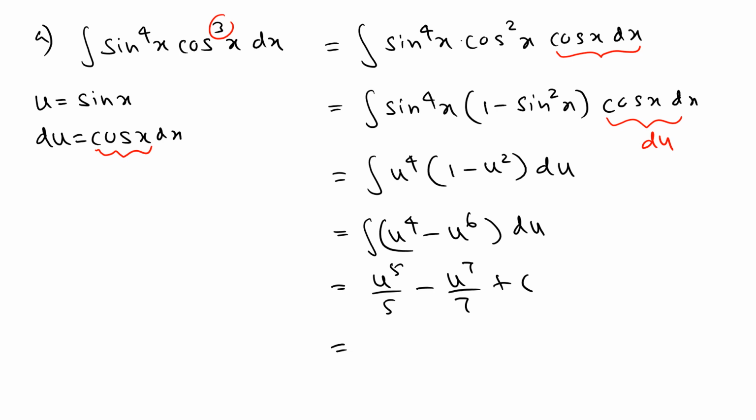But don't leave it like that. So we're going to put the sine back. That means this is going to be 1/5 sine to the 5th of x minus 1/7 sine to the 7th of x plus c. Good. So that's the answer, and you can see that it's very easy, but you need to know what to do. So you isolate a cosine term for the derivative and try to write everything else in terms of sine. That's it.